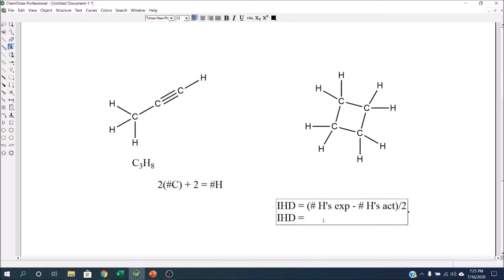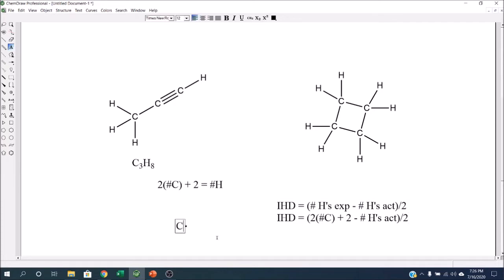So rather than type out number of hydrogens that we expect, we'll add in that formula. 2 times the number of carbons plus 2 is equal to the number of hydrogens that I would expect to see, minus the number of hydrogens actual, and for now, let's leave that alone, and apply this particular formula for the index of hydrogen deficiency to a variety of different problems.